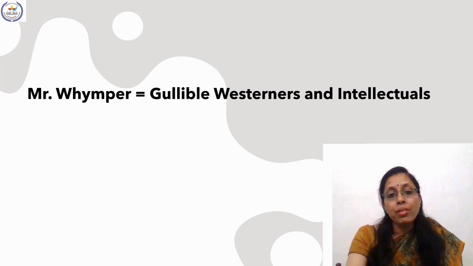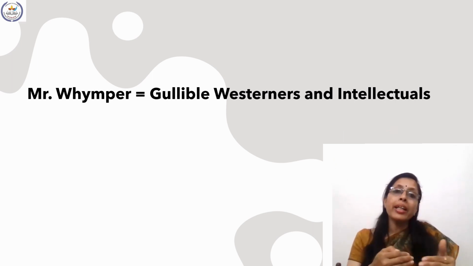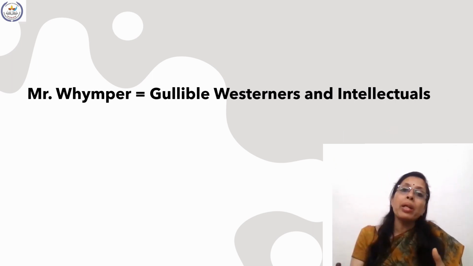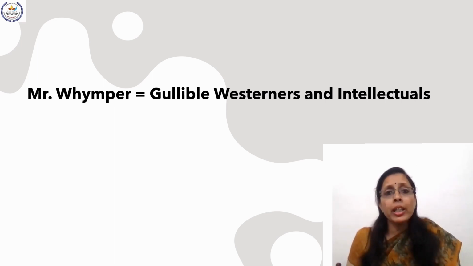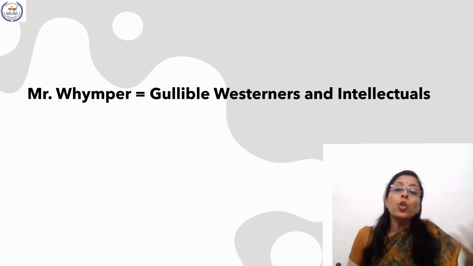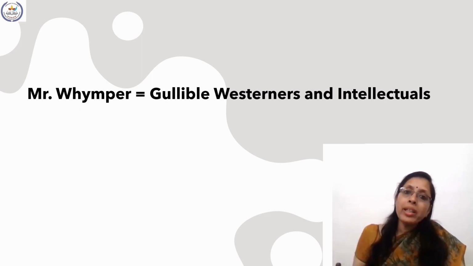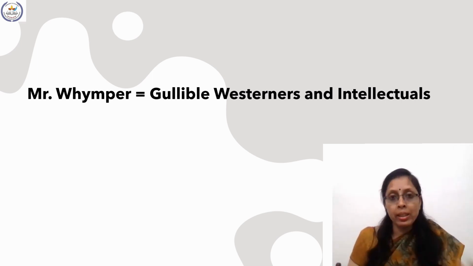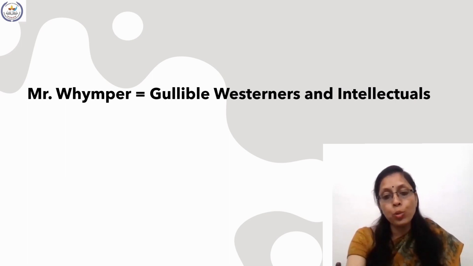Then we have Mr. Whymper. Now, Mr. Whymper represents gullible Westerners and intellectuals. Mr. Whymper is that connecting link between Animal Farm and the outer world. Since the animals have decided that they will not enter into any kind of deal with human beings, Napoleon contacts Mr. Whymper, and Mr. Whymper is the man who is an agent. So they sell all the produce of the farm to Mr. Whymper, and he takes it out into the outer world and sells it there. So Mr. Whymper represents gullible Westerners and intellectuals.